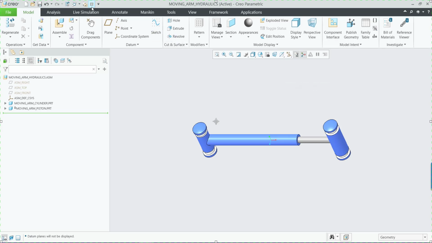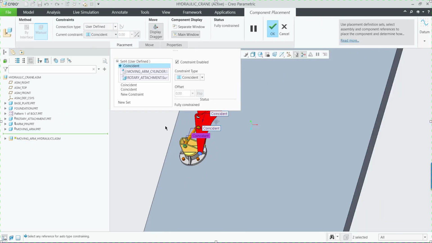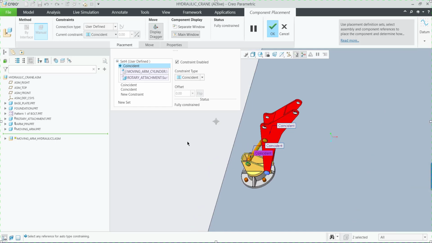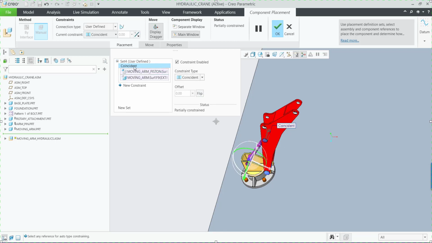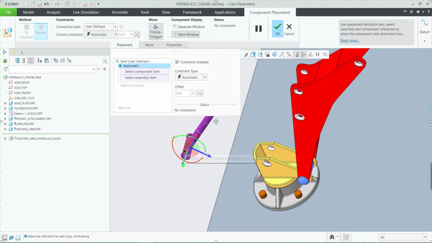Now let us move again to the main assembly. So now for moving arm hydraulics, I will have to change the definition with respect to the top level assembly. So here we are speaking about the next point, that is dealing with connection sets at subassembly level. So let me first delete all these constraints which are available for this moving arm hydraulics, and further I will take it somewhere here. Now this pin from the cylinder of moving arm has to rotate inside this hole, so it has to be a pin connection.